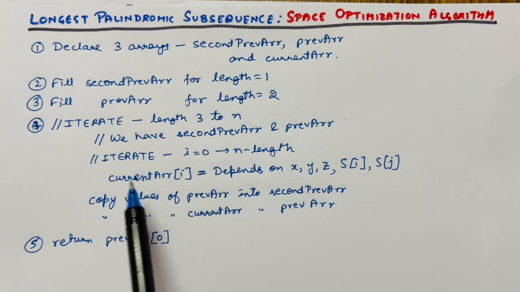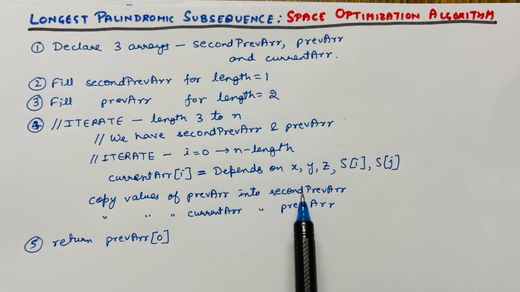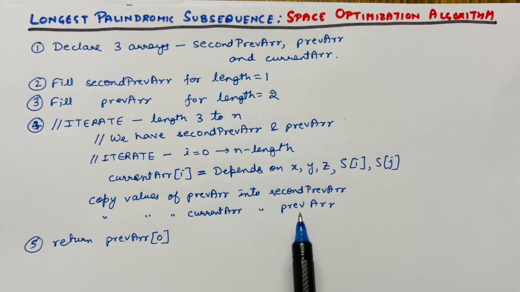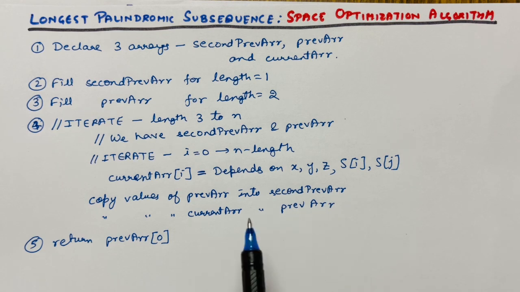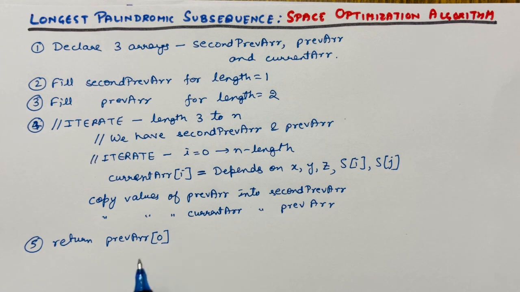Once we are done with all iterations in this loop, we will copy all the values of previous ARR into second previous ARR, and we will copy all the values of current ARR into previous ARR. And the earlier values that were present in second previous ARR are of no use to us, so they get dumped automatically. And once we are done with all the iterations for all the lengths, we will return previous ARR 0. This will have our length of the longest palindromic subsequence. And this we have solved with only 3 one-dimensional arrays, that means big O of n space.